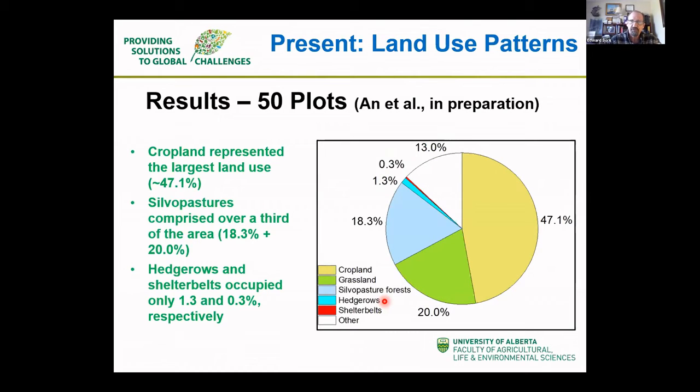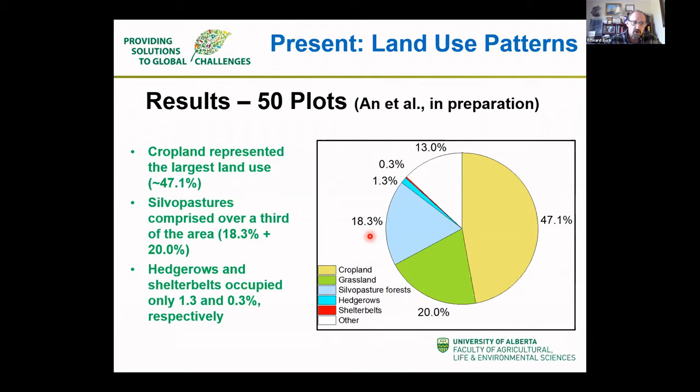Okay, so if we look at these 50 plots, and remember these were big plots, 3 by 7 kilometers, they're distributed all over central Alberta. Cropland represented the largest area of agricultural use. So almost half of the land base was in cropland. The silvopastures were also very significant. And they included, because remember that there's an area of grassland in there, but there's also an area of forest. So when you combine that, it's roughly 38% or pushing 38% within those plots.